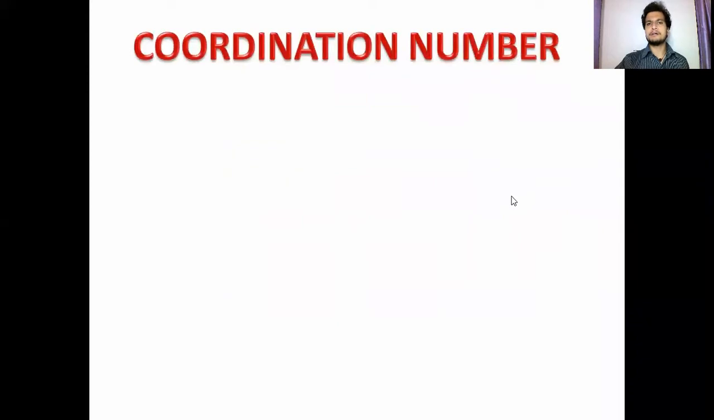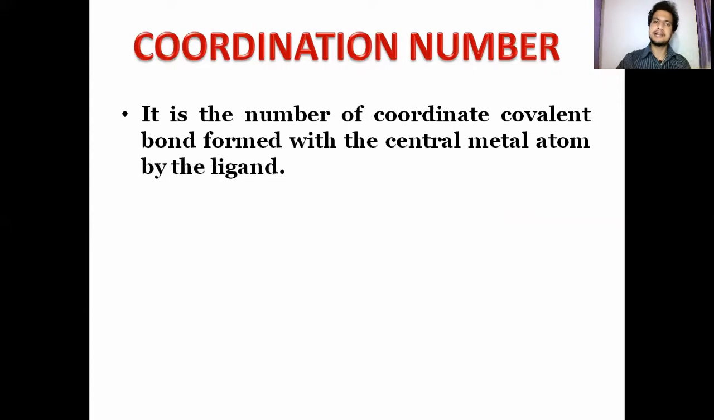Coming to the next, that is coordination number. What is coordination number? In very, very simple words, it is the number of bonds which a metal forms. If a metal is forming 4 bonds with the ligand, it is coordination number 4. If a metal is forming 6 bonds, coordination number 6. If 5 bonds, coordination number is 5. So depending upon the number of bonds which a metal forms, that is known as the coordination number.